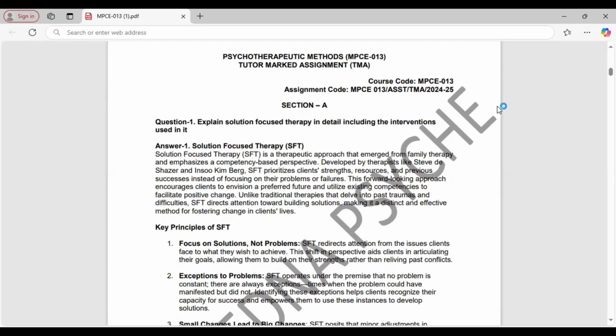Solution focused therapy or SFT is a competency based therapeutic approach that emphasizes client strengths and resources, developed by Steve de Shazer and Insoo Kim Berg. Instead of focusing on problems or failures, SFT encourages clients to envision a preferred future, building on existing competencies to foster positive change. Unlike traditional therapies that explore past traumas, SFT focuses on solutions, making it a forward looking method.